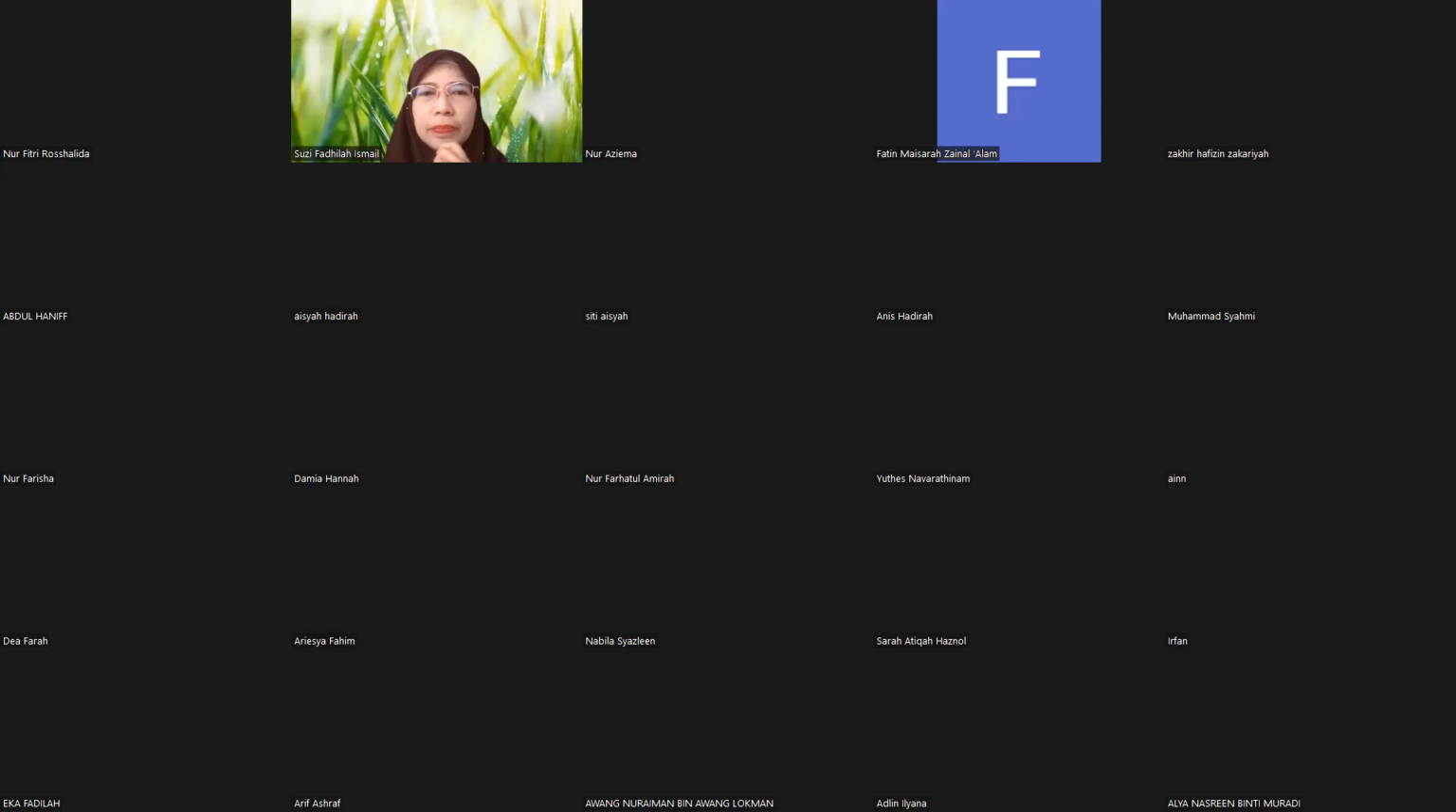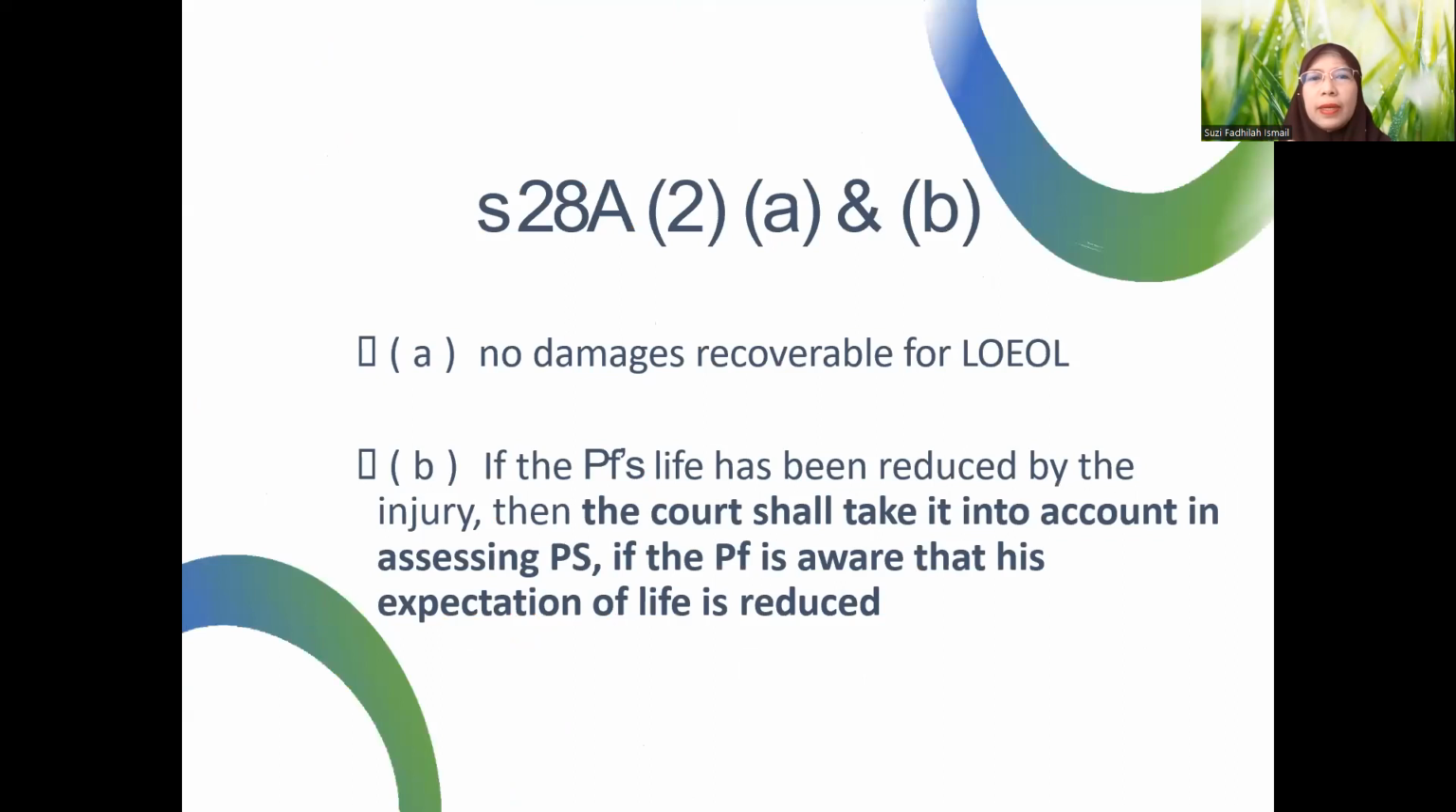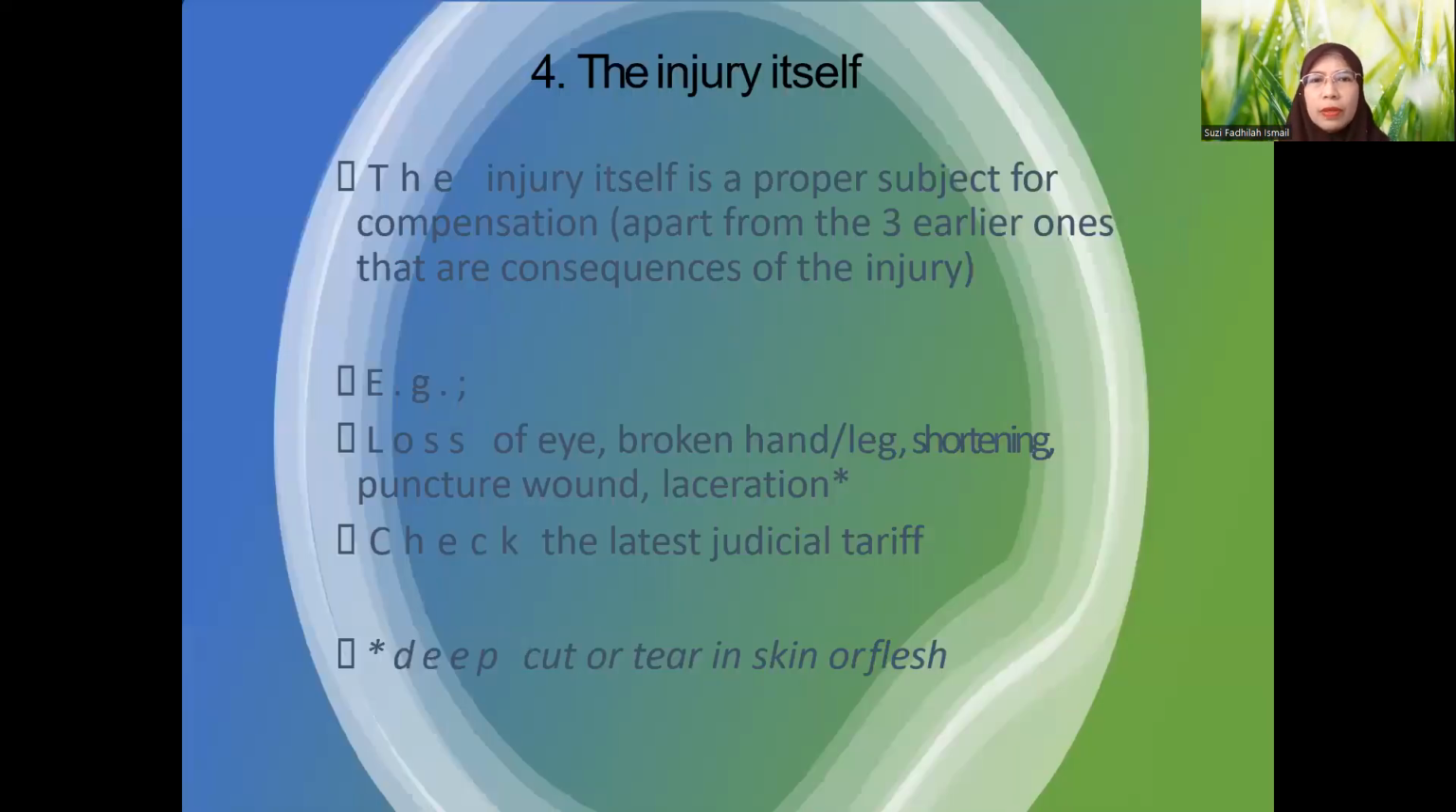Sharing again. All right, so we were here just now. Just now we read together 28A, 2A and B. Okay, we read already this one. Oh, I have to make it in white font here.